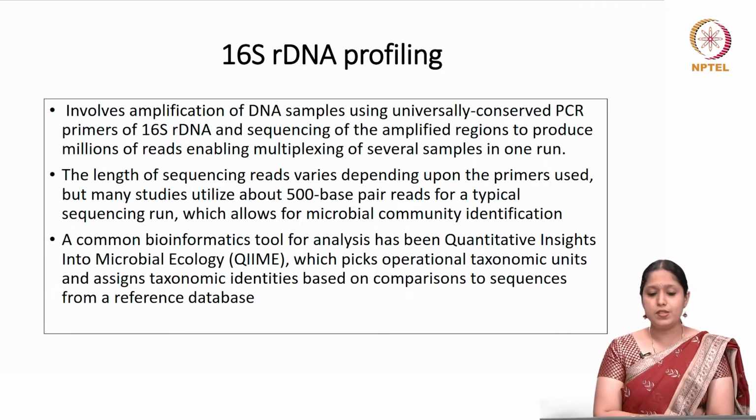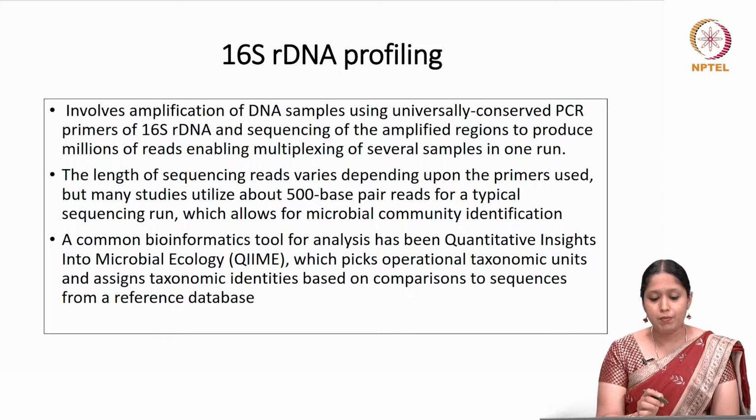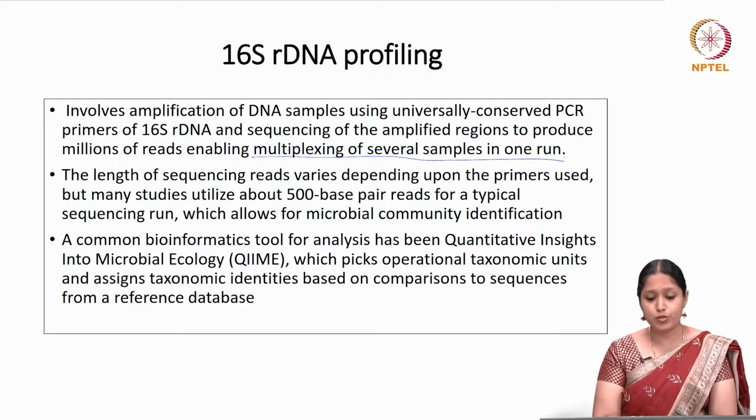The next procedure is the 16S rDNA profiling. It involves amplification of the DNA samples using universally conserved polymerase chain reaction primers of 16S rDNA and sequencing of the amplified regions to produce millions of reads, enabling multiplexing of several samples in one run. This is one of the important advantages of this procedure. The length of the sequencing read varies depending upon the primers used, but many studies utilize about 500 base pair reads for a typical sequencing run, which allows for microbial community identification.